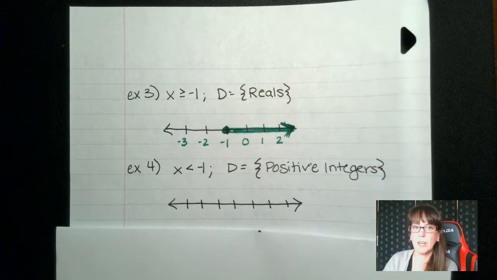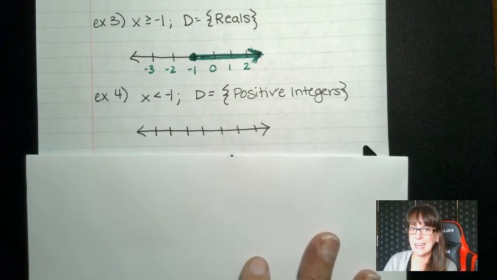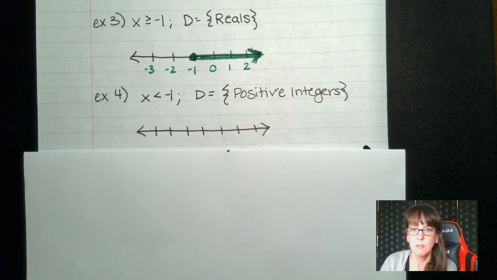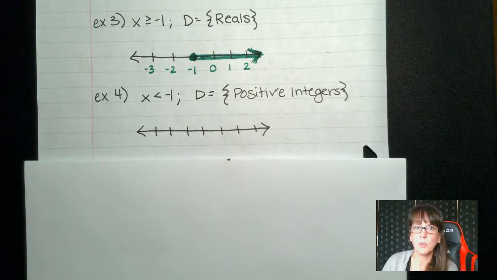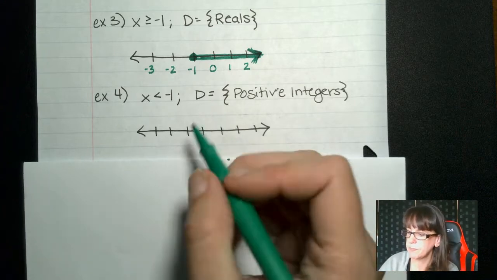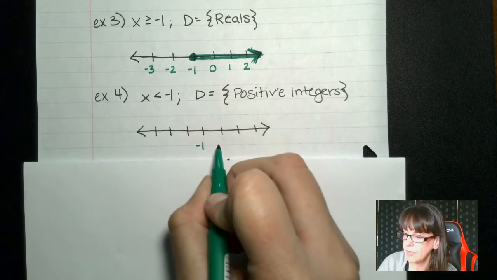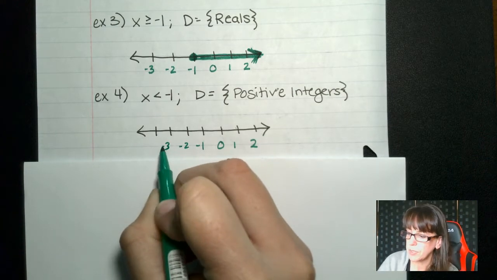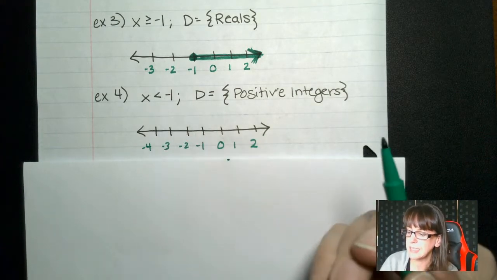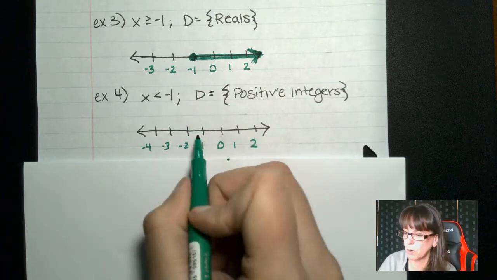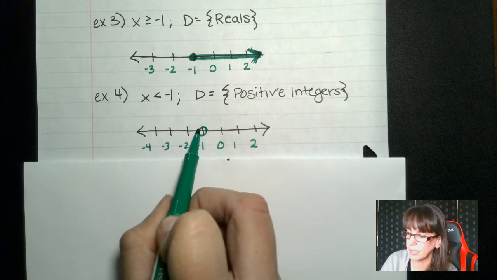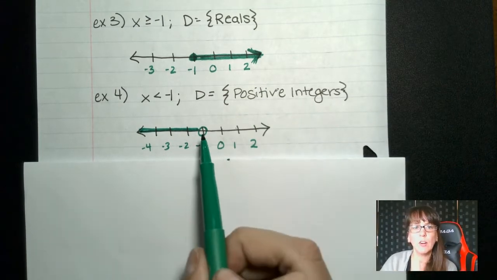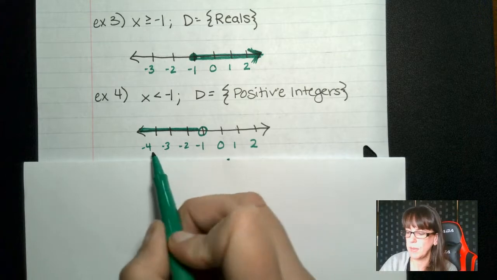All right, for number 4, it says x is less than -1, and we only want positive integers. So if you take a look at this, you will see that -1, so if I put -1 here, and then this would be 0, 1, and 2, -2, -3, -4. So x is less than -1. So if I were to graph this just normally, right, I would put an open circle here, and it would look like this. However, we only want to include positive integers. There are no positive integers in this domain.